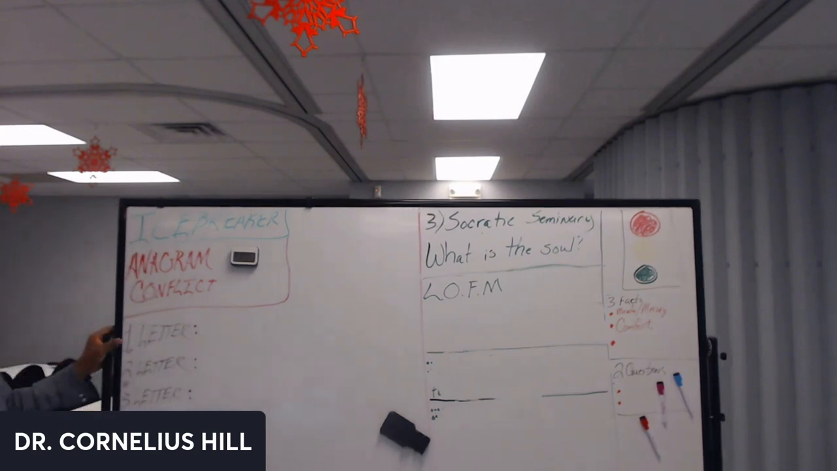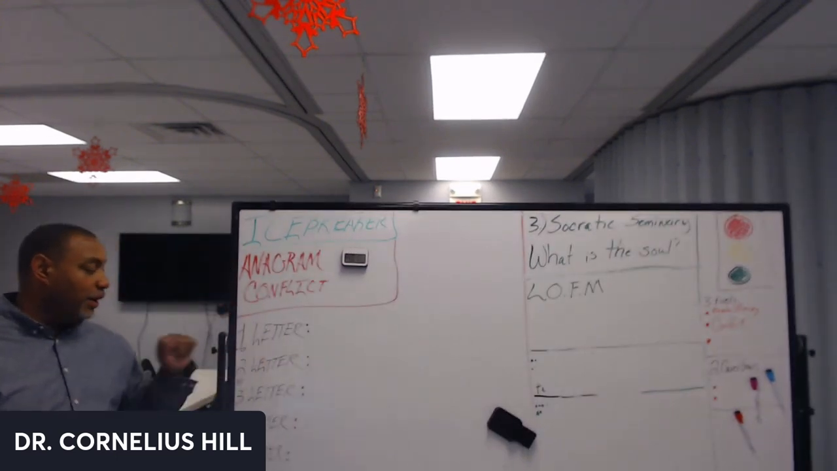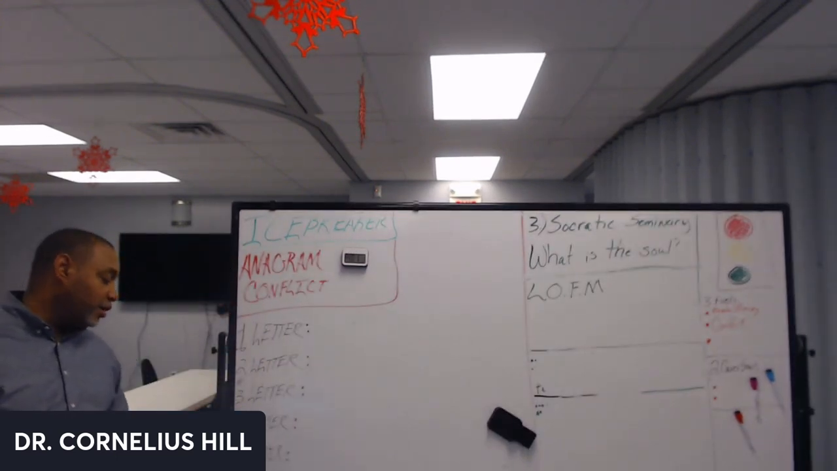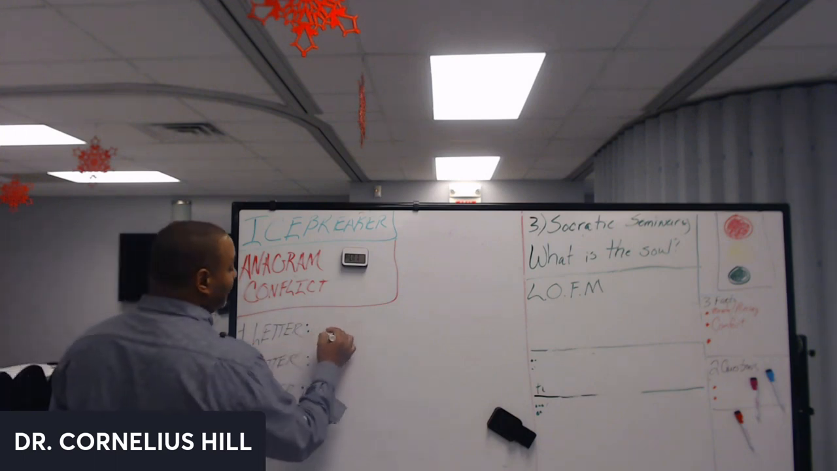So the first thing I want us to do is anagram this word conflict. How many one letter words, two letter words, three letter words, four letter words, five letter words can we get from the word conflict? Let's do the first one together. The first one letter word in conflict is I, right?